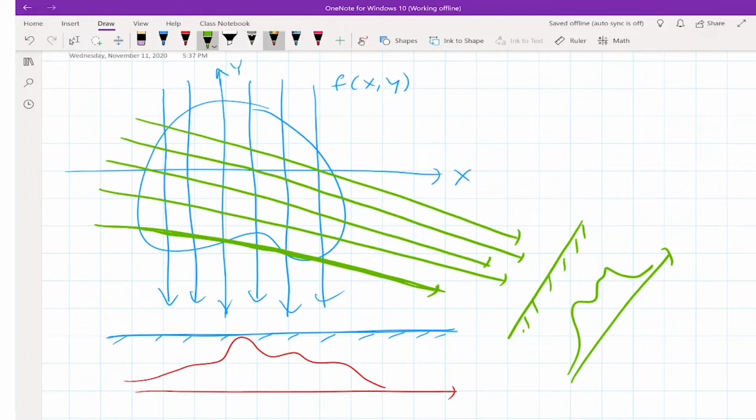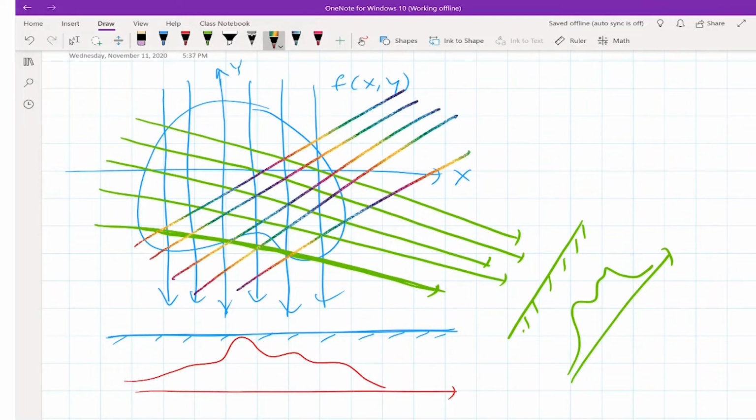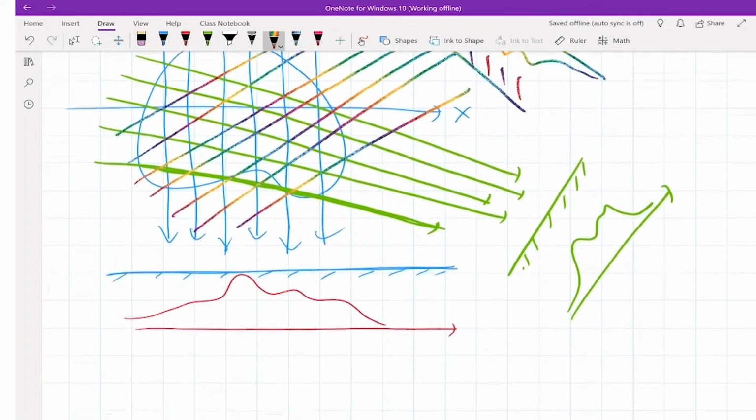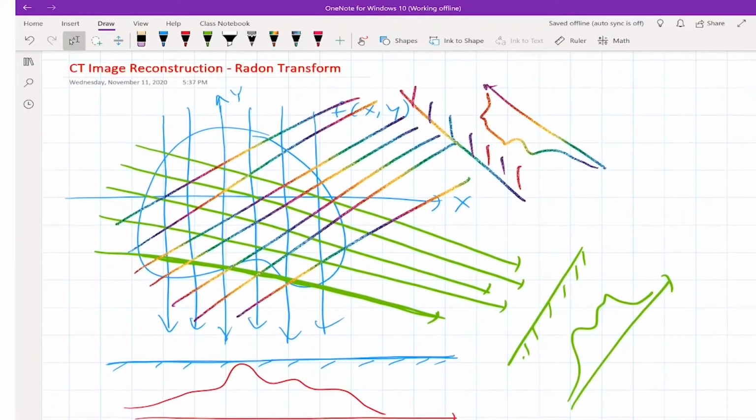For example, I'll draw one more. You are taking a projection in this direction, and you have a sensor here on which you are taking that, and let's say you are getting this profile. So given these multiple 1D projections, how could you get f of x y? That's the problem. In this case, a simple case from 2D to 1D we considered.